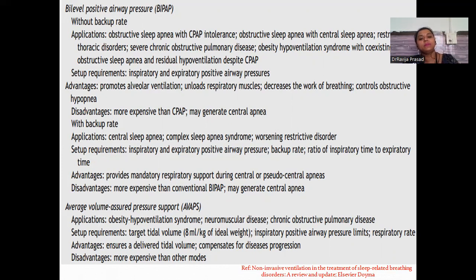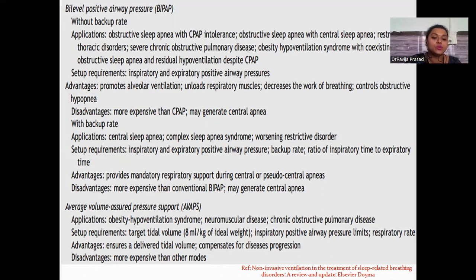BiPAP with backup rate. Application, central sleep apnea, complex sleep apnea syndrome, worsening restrictive disorder. Now, the setup requires inspiratory and expiratory positive airway pressure, the same setup requirement as the others, and the backup rate and ratio of inspiratory time to expiratory time. Now, its advantage is that it provides mandatory respiratory support during central and pseudo-central apnea. Disadvantage, more expensive than conventional BiPAP, may unmask central apnea.